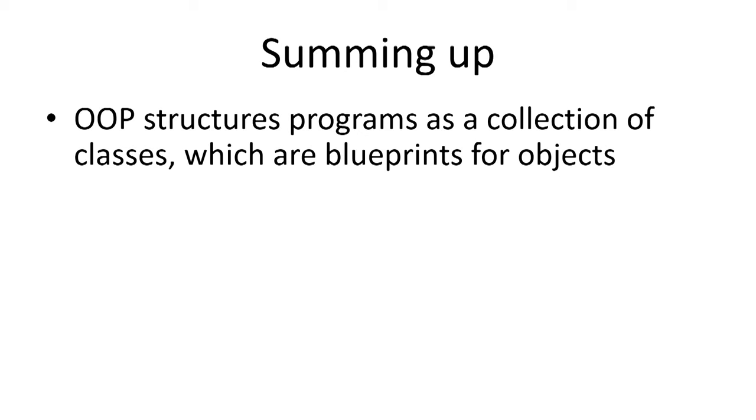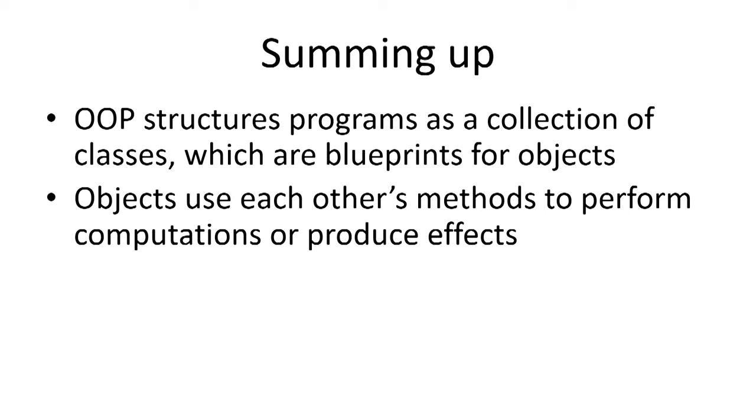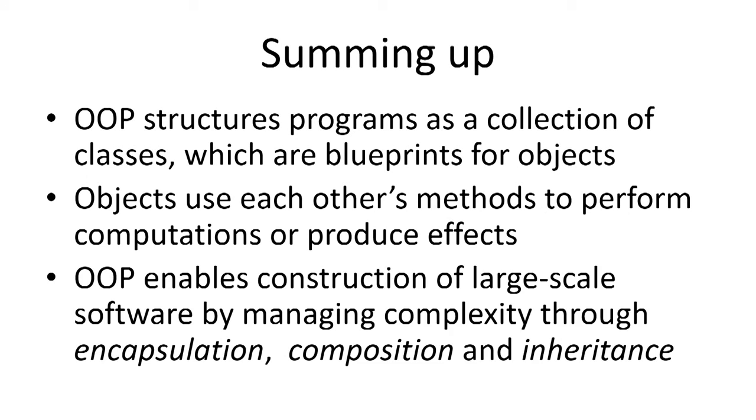Object-oriented programming structures programs as collections of classes. Classes are blueprints for objects. Objects use each other's methods to perform computations. And in object-oriented programming, the entire point is there is large-scale software out there that needs to be constructed. It's going to be complicated. We need to tame that complexity through techniques like encapsulation and composition and inheritance.